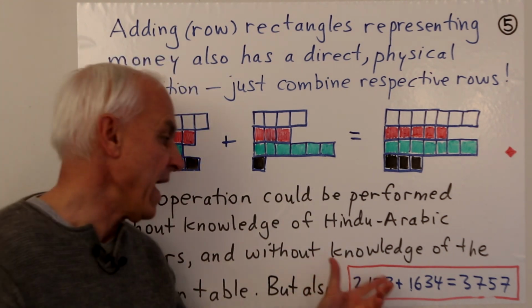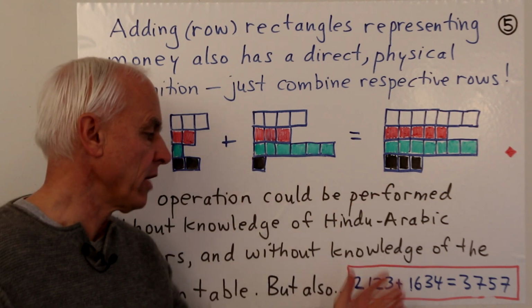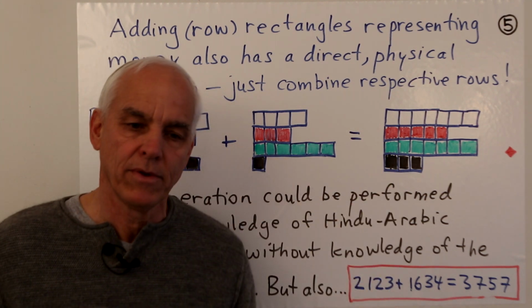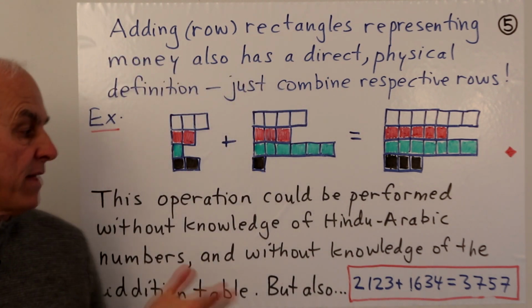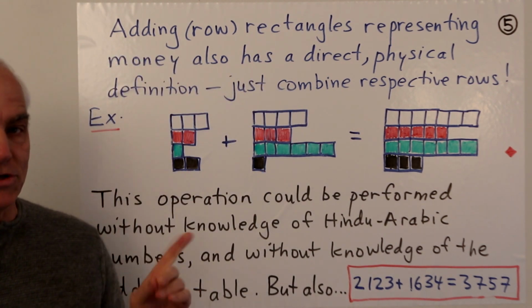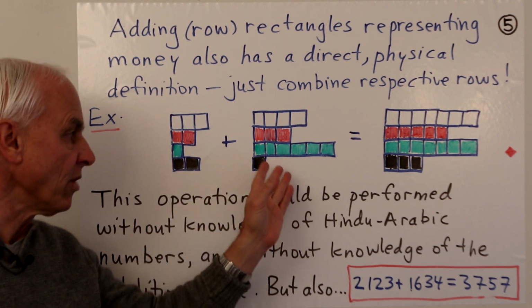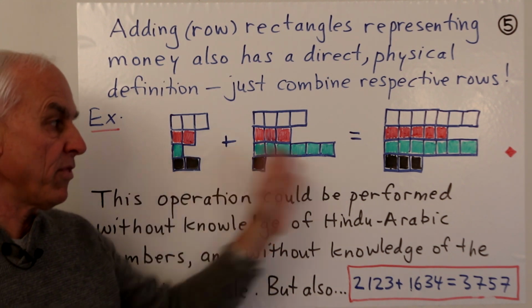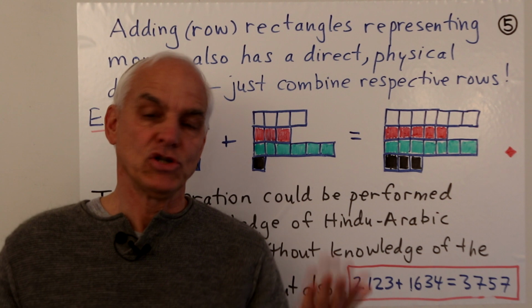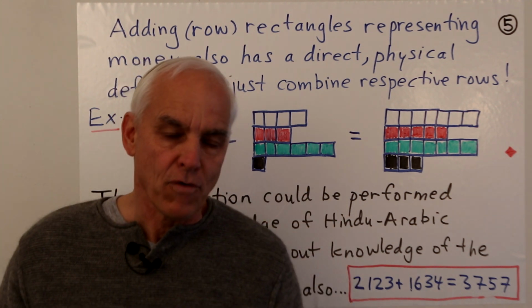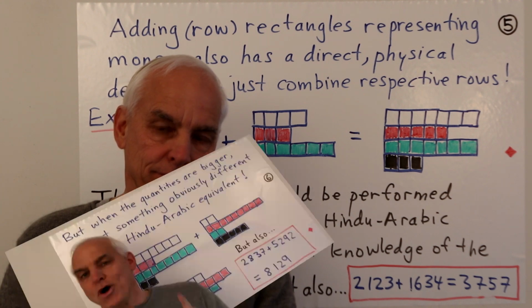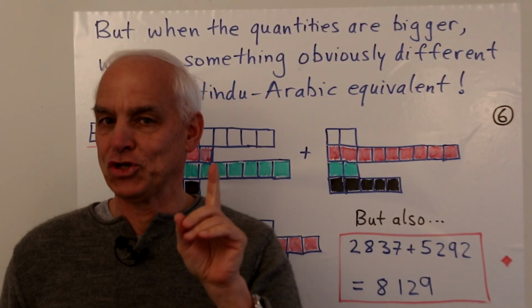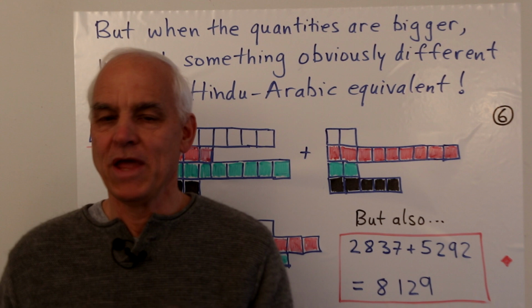So yes, we can interpret what's going on here in terms of Hindu-Arabic numbers, and it does correspond with the arithmetic in that framework, but it's not necessary to do that. There's something elemental, physical, direct about this way of combining rectangles, just as there was for the combination of monies directly. All right, and now we get to the hitch in this correspondence.